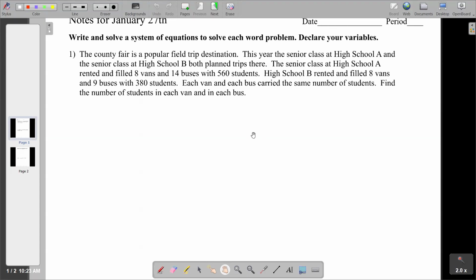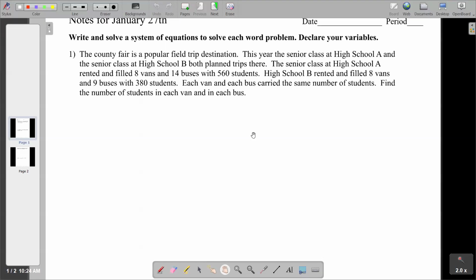Okay, so that's enough time for you to read a few sentences, right? But the first and most critical question is this: what are we trying to figure out? How many students are in the vans and buses? That's it. How many students can a van hold and how many students can a bus hold? As we do word problems, one of the most critical things you can do is just say, what am I even trying to find? Usually you're going to figure that out by reading the last sentence or two, near the end of the problem.